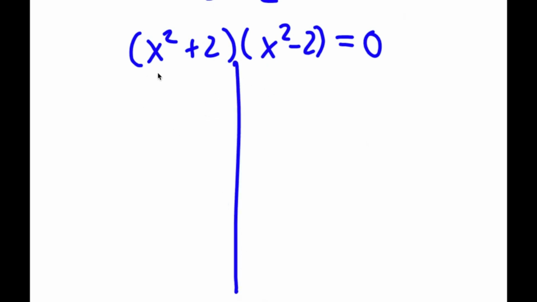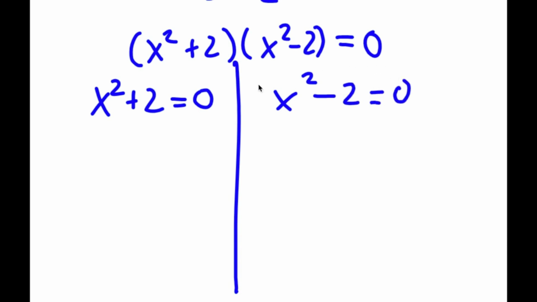Now, this gives me two equations. I get x squared plus 2 is equal to 0, and I also get x squared minus 2 is equal to 0. So to start, for x squared plus 2 equals 0, I'm going to subtract 2 on both sides. So then these two cancel out, and I'm left with x squared is equal to 0 minus 2, which is negative 2.